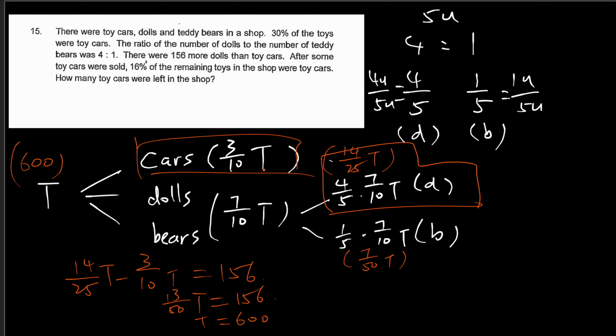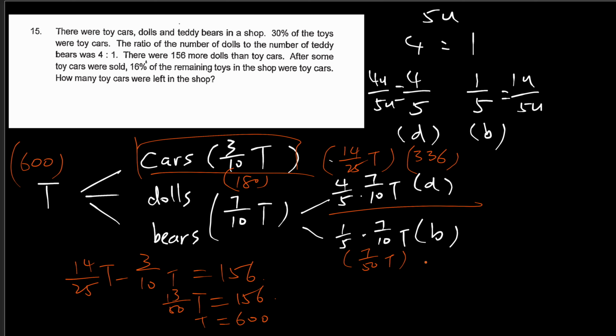Sorry? What's the cars? 180. 180. What is the toy? The door? Yeah? 14 over 25. 600 times 14 over 25. Yes. So it's 336. 336. Very good. Give me the last one.